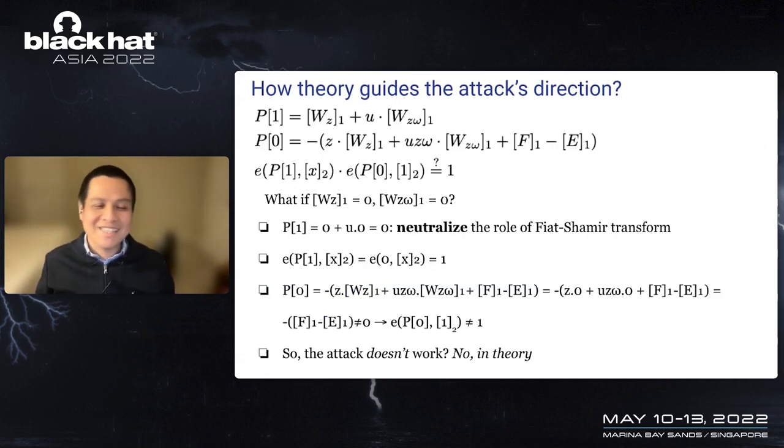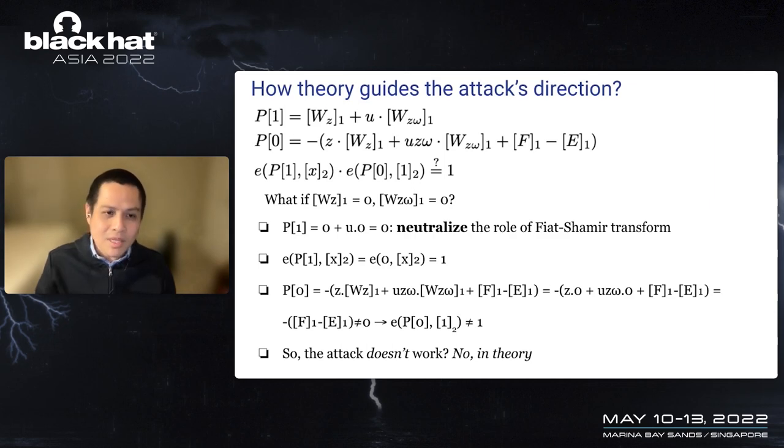Okay, so now is the attack. The attack is pretty simple. The hardest part of this talk is to understand the protocol. The attack by itself is not complicated at all. So what I did was, let's try W_z equal to zero and W_zω equal to zero. Then P1 equals zero plus u times zero, which equals zero, right? So what it means is we neutralize the role of the Fiat-Shamir transform. So u doesn't mean anything anymore. We will always have P1 equal to zero. And that's amazing, right? Because manipulating the Fiat-Shamir transform is pretty difficult, but with zero points, we get zero.